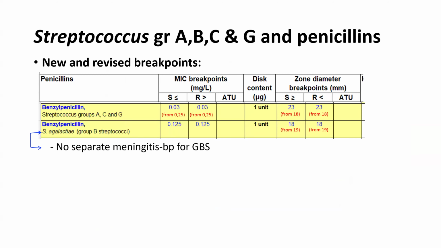So we now have two rows. We have one that's for A, C, and G, where the breakpoint goes from 0.25 to 0.03. So it's quite a big change. And the same goes for the zone diameter, which is quite a big change. And then we have one row that's only for the group B streptococci, but it's for all indications since it now is the same as the previous meningitis breakpoint for group B streptococci. So then you know that A, C, and G has one row, and GBS has a separate row, but for all indications.